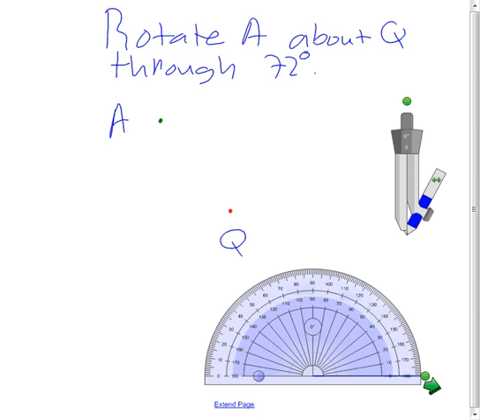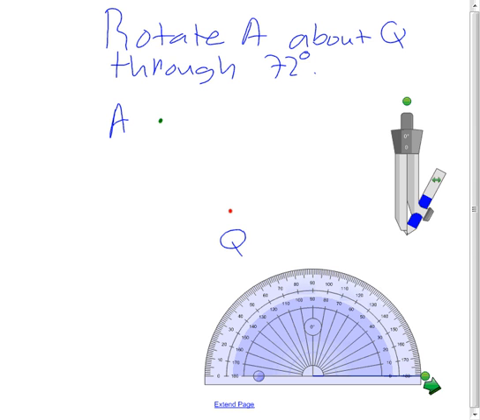Okay, so I'm going to rotate point A about point Q through 72 degrees. And I'm just going to show you one point rotated around the center point. Rotating a triangle would just be rotating 3 points, and so on. Okay, so you can do things in different orders when you're doing this, but what I prefer to do is the following.